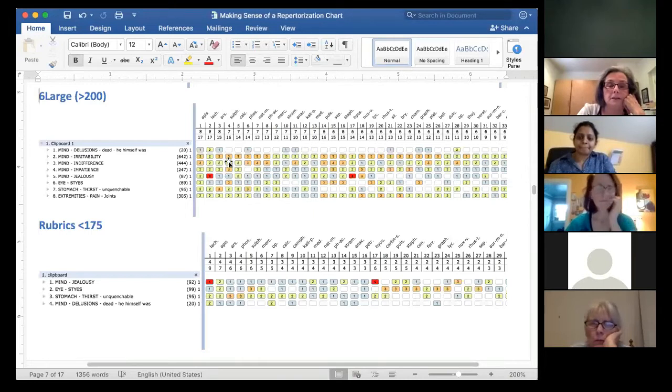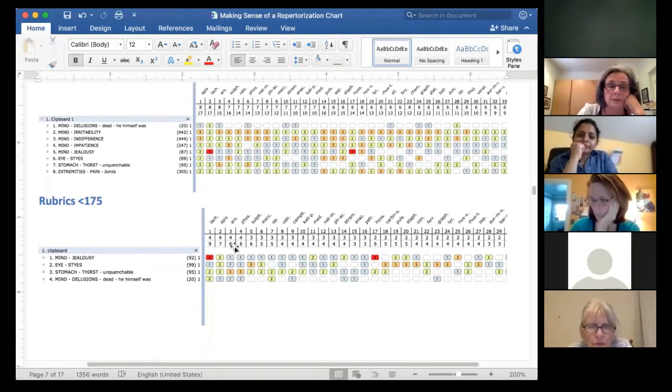So this is just an example of how a repertorization can change when you don't use big rubrics. They just don't do you much good.